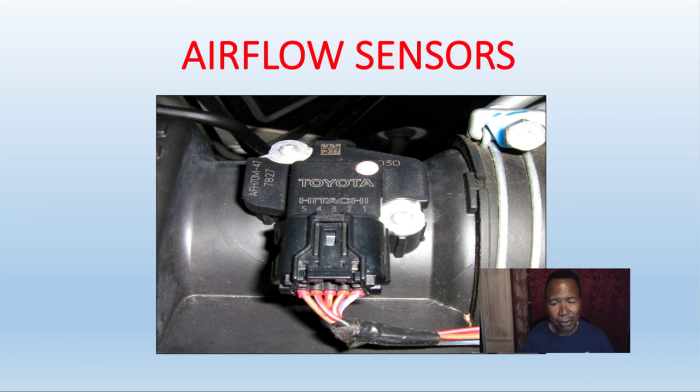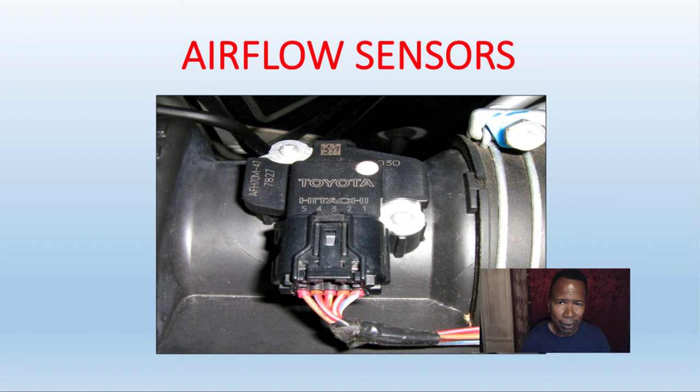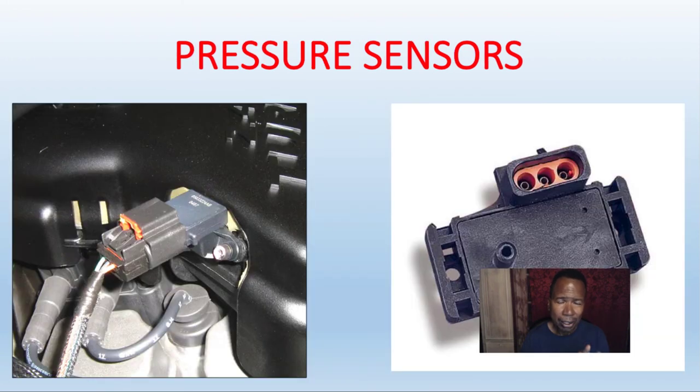The more air that runs through it, I'll probably explain it later on, but the more air runs through it, the more voltage it needs. The more voltage it generates, the more fuel it needs to compensate for the air. So my M.A.P sensor and my airflow sensor are both load sensors. They are the components that tell the computer the vehicle is under a load and needs more fuel.